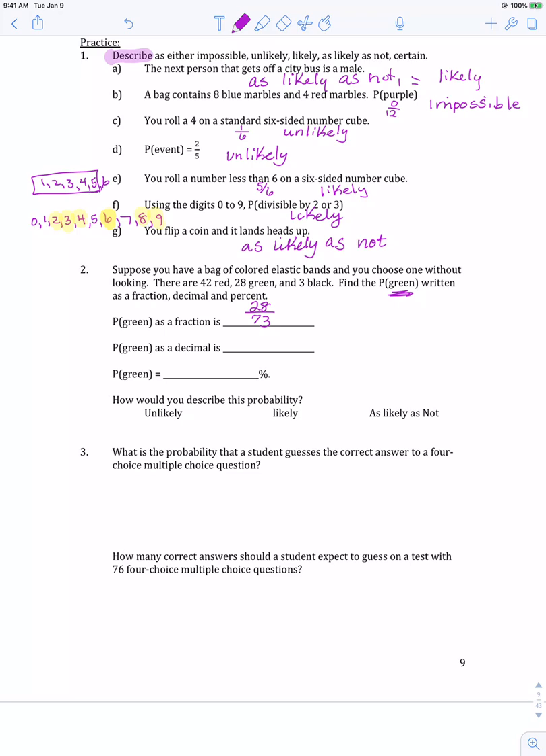So when I want to make this into a decimal, I would do 28 divided by 73, and I get this crazy decimal. But this decimal would help me get a percent by moving it 2 places over, and you get 38.35%. How would I describe this? Unlikely, because it's less than 50. It's less than half.